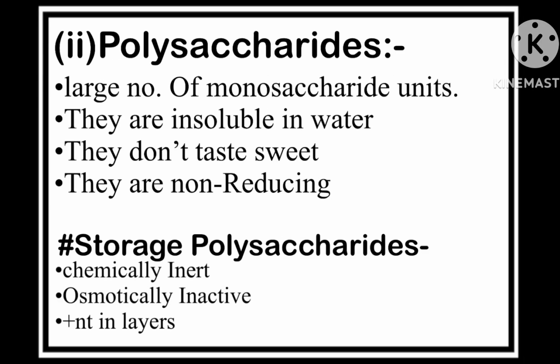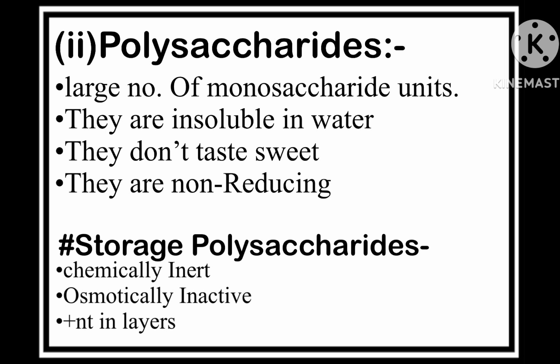So now we begin with polysaccharides. Basically, in disaccharides we saw there were only 2 monosaccharide units, but polysaccharides are composed of a larger number of monosaccharide units, which on hydrolysis give more than 10 monosaccharide units, both monomers and polymers.